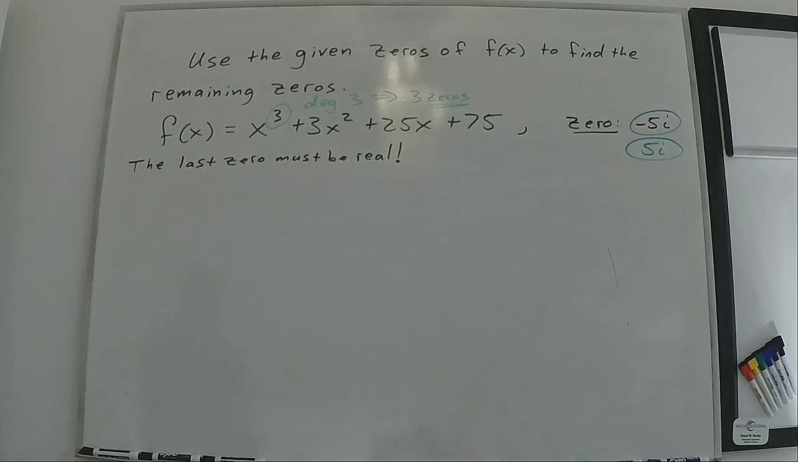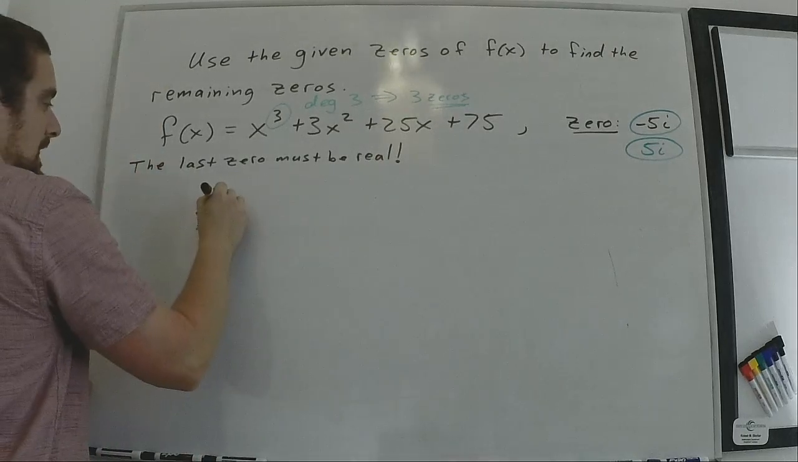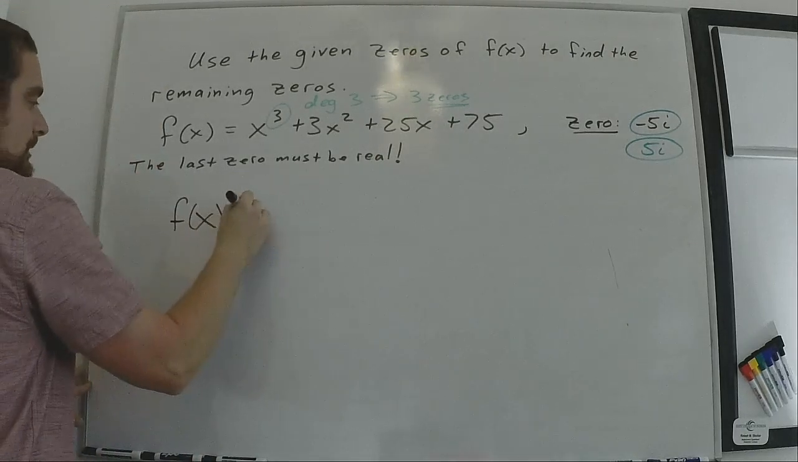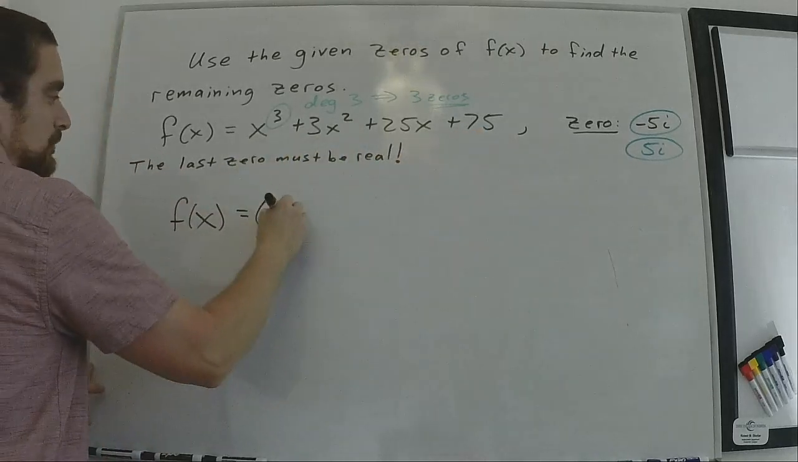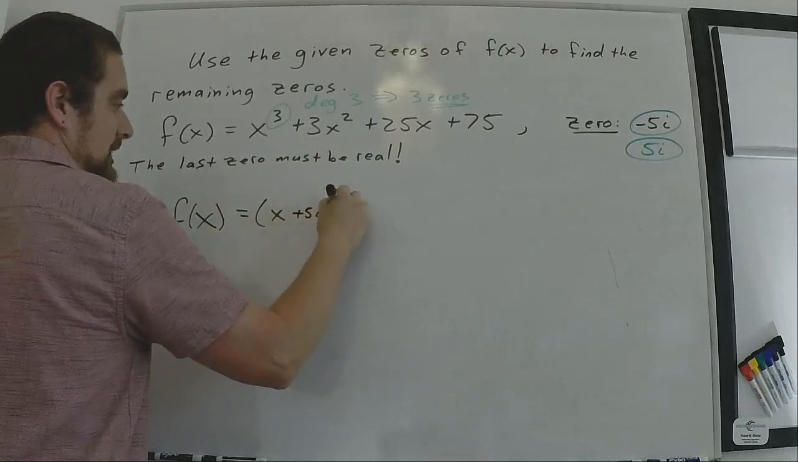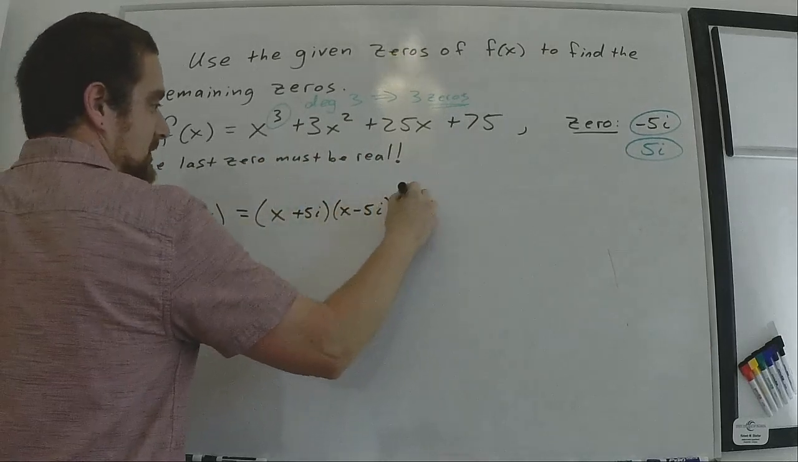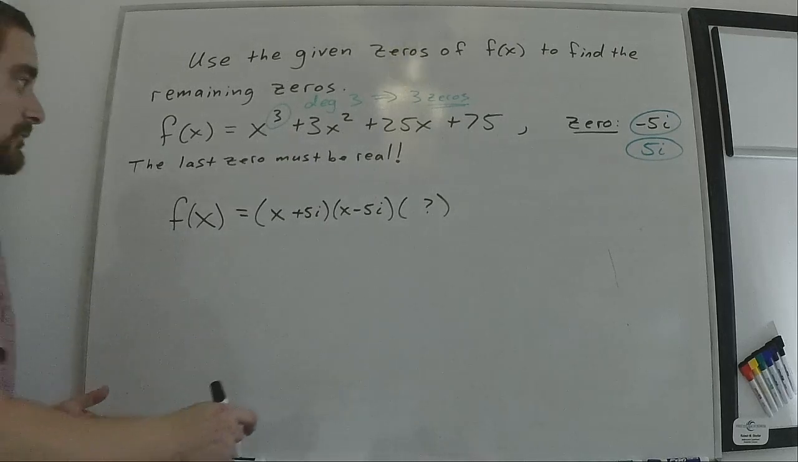Not only to give us a little bit of practice with the division, but also to give us some practice dealing with finding that remaining zero. So here is f of x, which is this cubic polynomial. It can be written in the form x plus 5i factor, x minus 5i factor, and one more remaining factor that is necessarily going to have to spit out a real zero, meaning that what you're going to have to do is find that remaining factor.